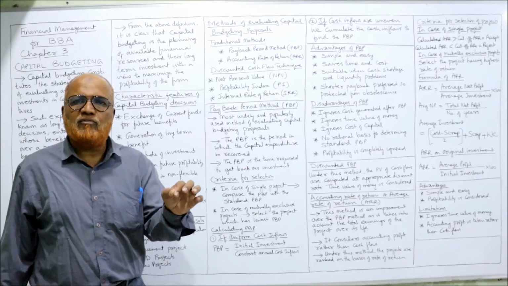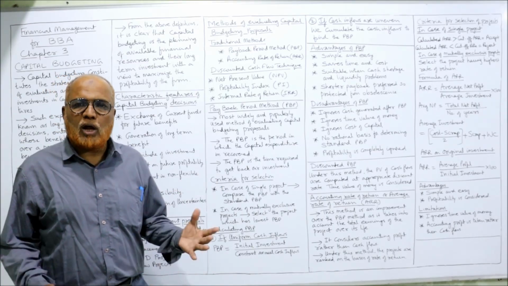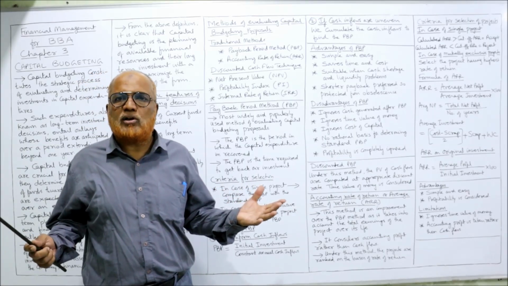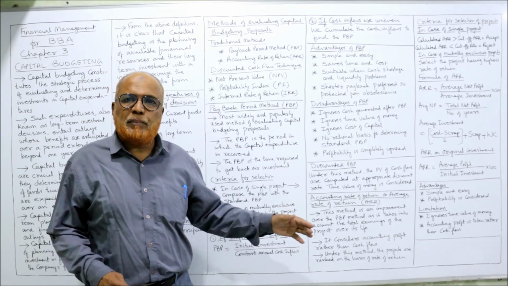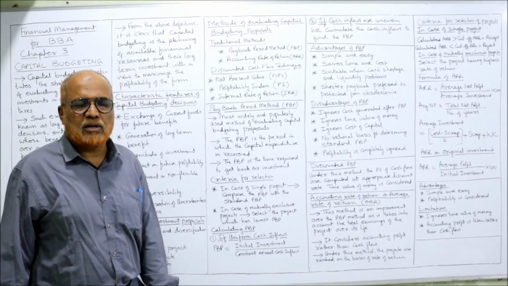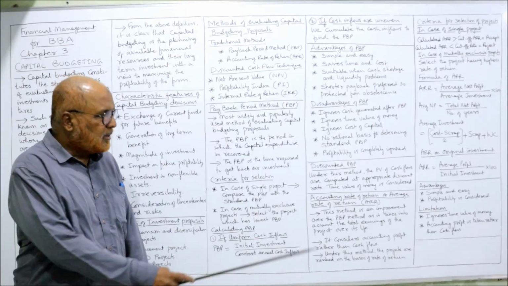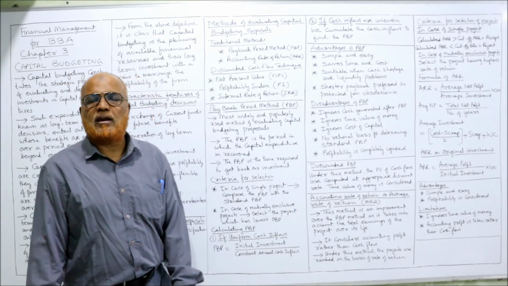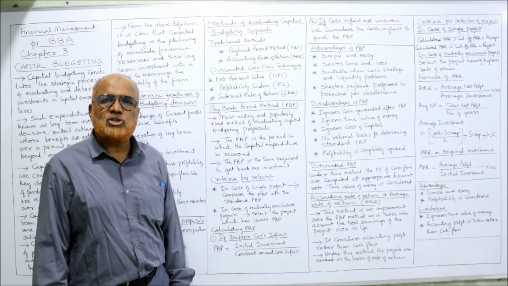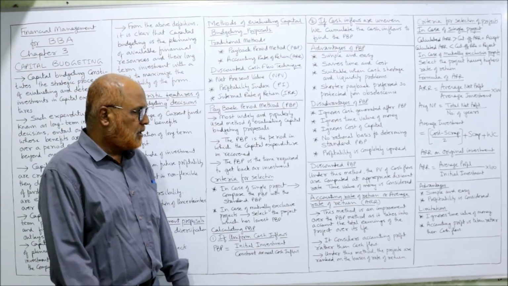In that case, time value of money is considered. That means in normal PBP, time value of money is not considered. In discounted PBP, we consider the time value of money by discounting the future cash inflows. One method completed. The second method is accounting rate of return or average rate of return. Simply it is called ARR.